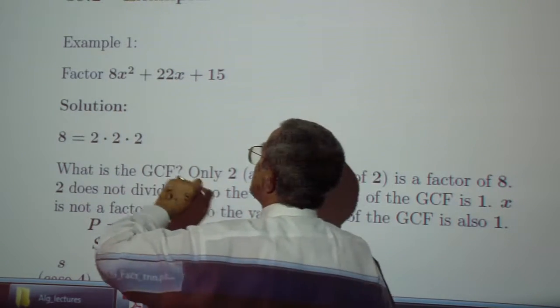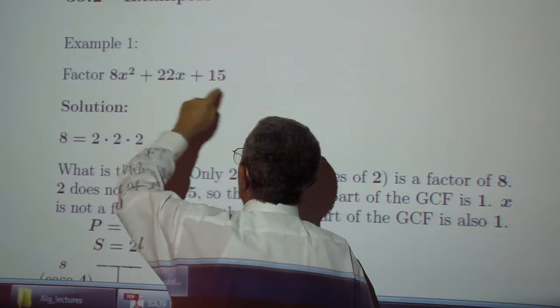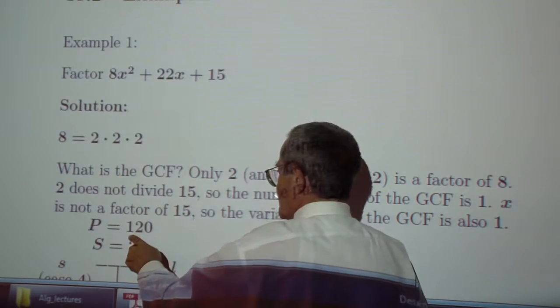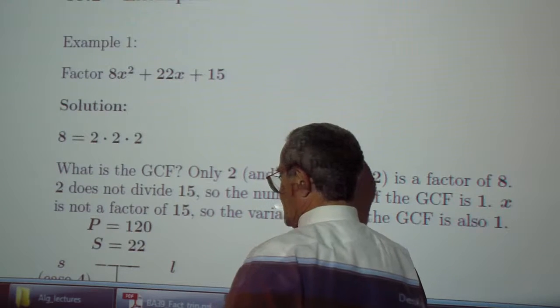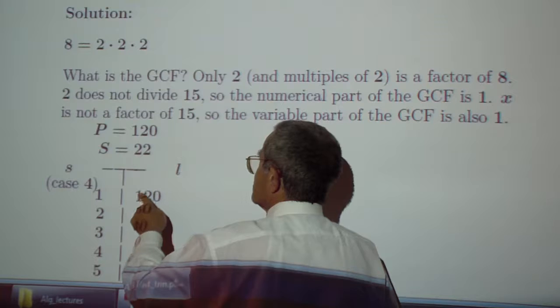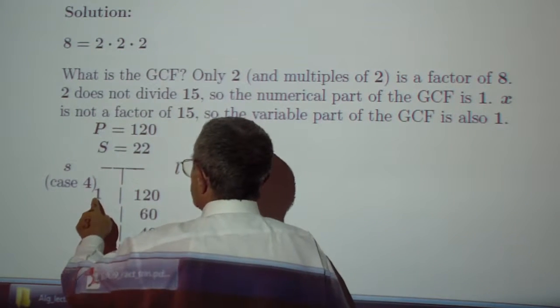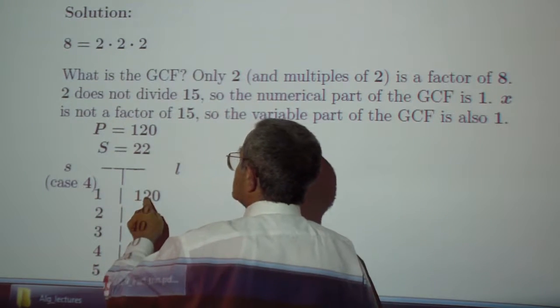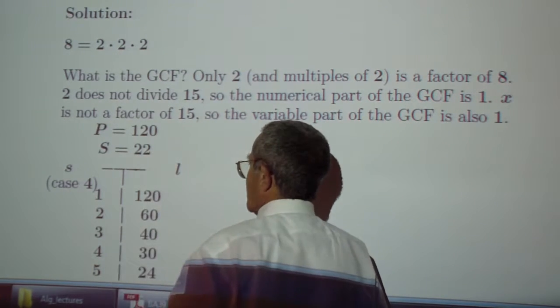And the product is A times C. A times 15 or 120. And the sum is positive 22. The large number is positive, so that's positive. The other number is positive also. A positive number times a positive number gives you a positive product.